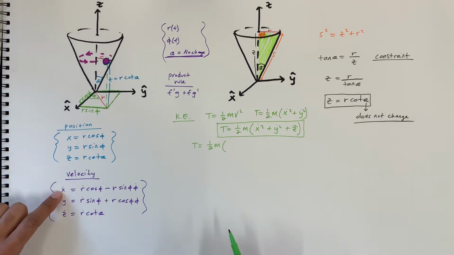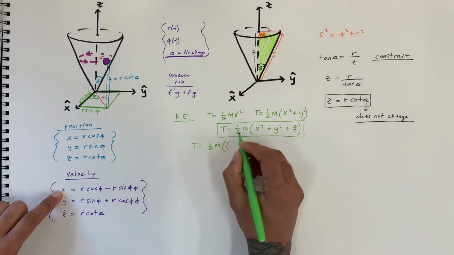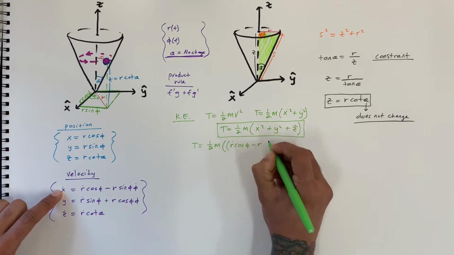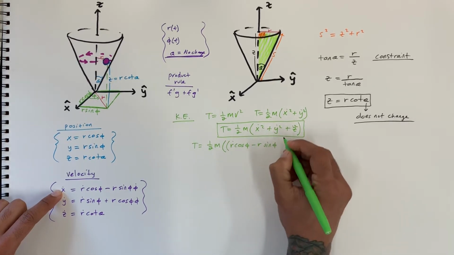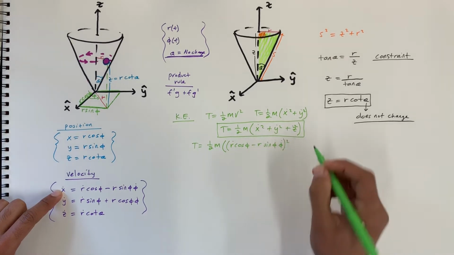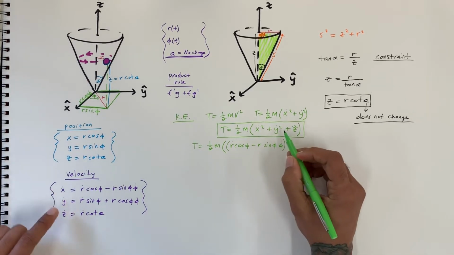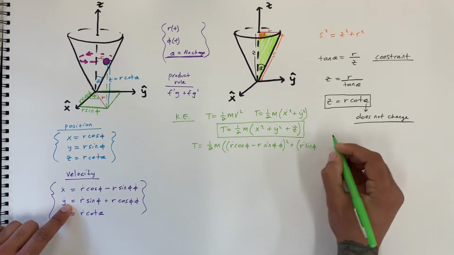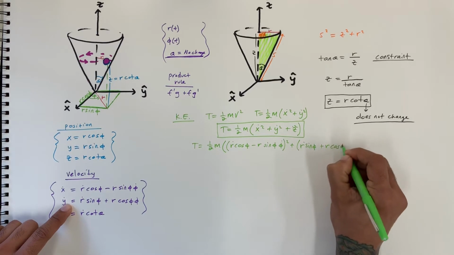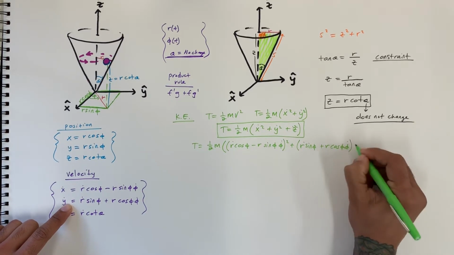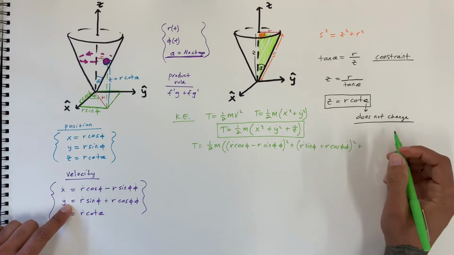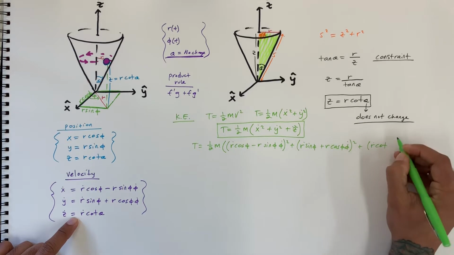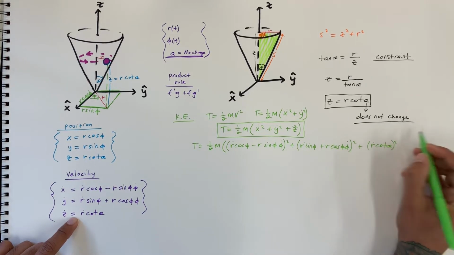Here we have our x dot: r dot cosine of phi minus r sine of phi, phi dot, squared, plus our y is going to be r dot sine phi plus r cosine phi, phi dot, everything squared, and plus our last term z, which is going to be r dot cotangent theta, squared.